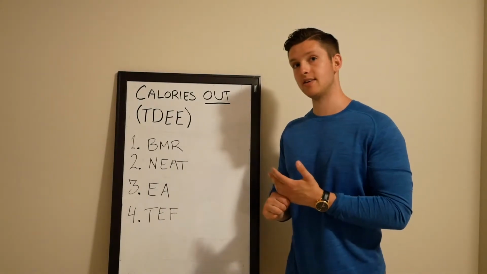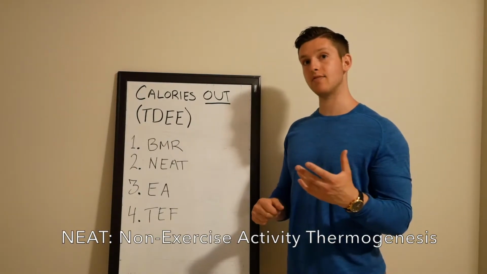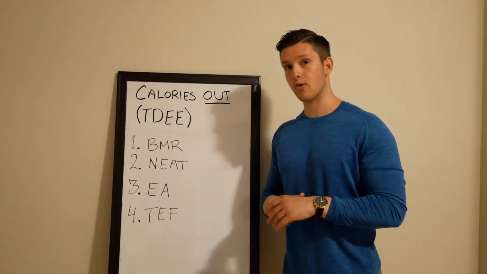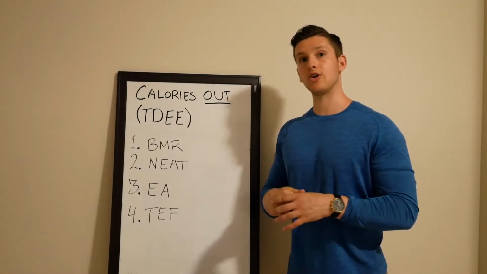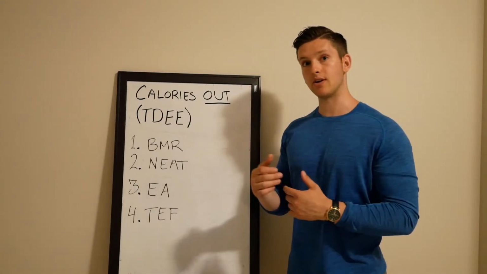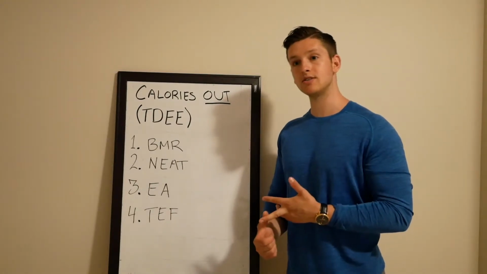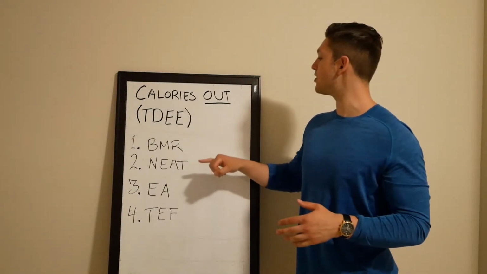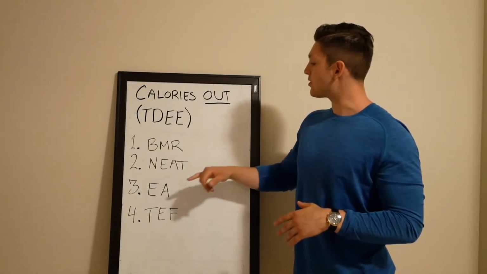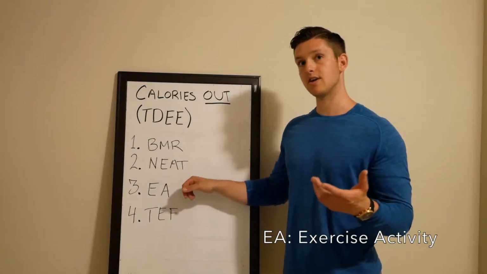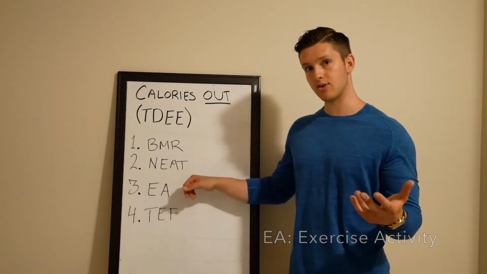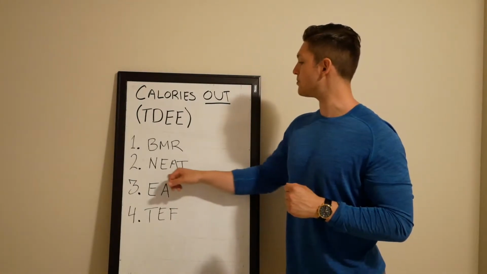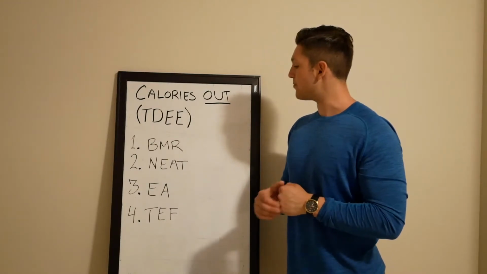Next would be your NEAT, so your non-exercise activity thermogenesis. This is everything that you do during your day that requires energy that is not during your planned exercise. So this could be doing your laundry, washing the dishes, taking your dog for a walk, fidgeting. All these contribute to your NEAT. Number three is your exercise activity. So this is obviously your planned exercise, anything that you're doing. Maybe you have planned cardio or weight training sessions. That all comes down into your EA.